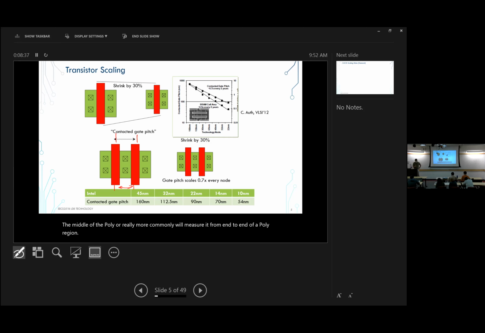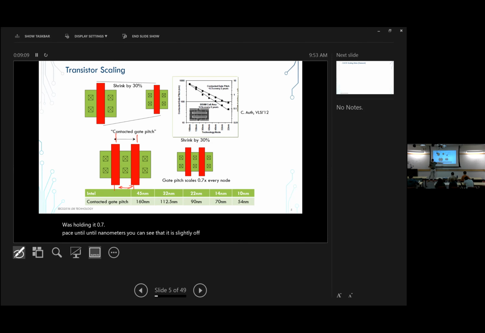Contacted gate pitch basically means that you need to be able to fit the contact in there. So this gives you some kind of a measure of how small the poly is and how well a contact can fit inside. Now, if you look at some of these things, and we'll revisit that later, that contacted gate pitch, as we kept scaling, was holding at 0.7 pace until 22 nanometers. You can see that it is slightly off there.